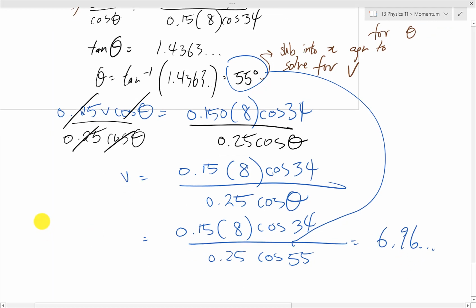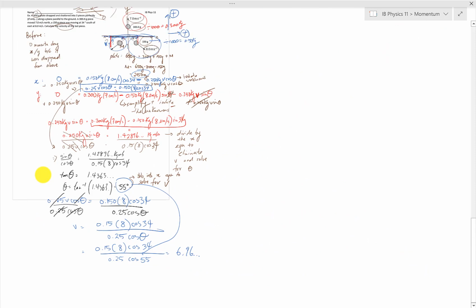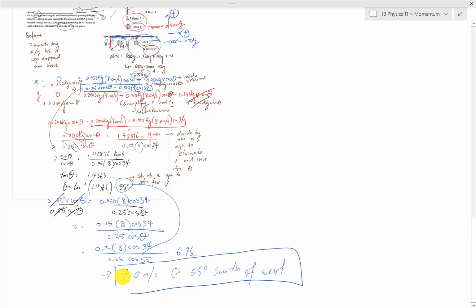That's going to round to 7 meters per second at 55 degrees. And we're going to use the degrees in the diagram there. That's going to be south of west.